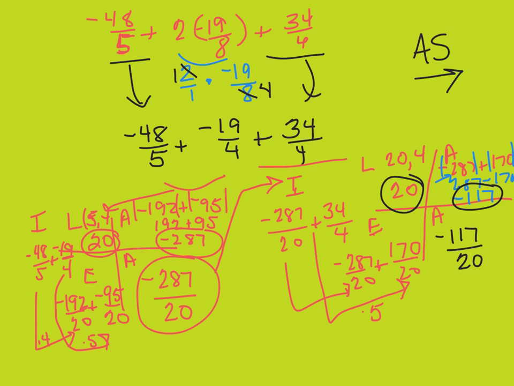I cannot leave that like that because that little tiny 20 is much too small to hold up that big giant 117. 20 goes into 117 5 times with 17 left over. So it's 5 and 17 twentieths, and I can't forget that it is negative. And there's my answer.